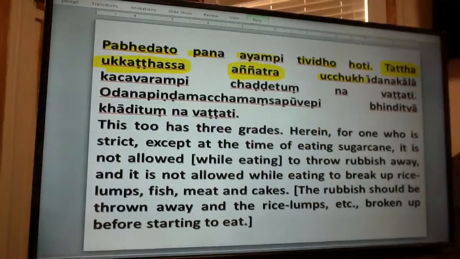Inyatra, Ochu Kadana Kala. Ochu is sugar cane.